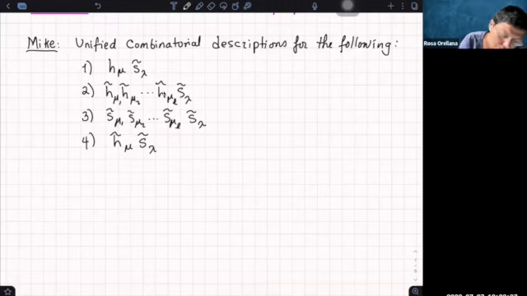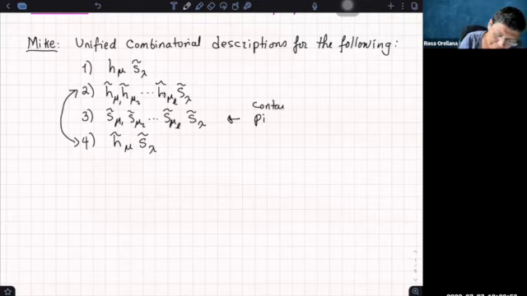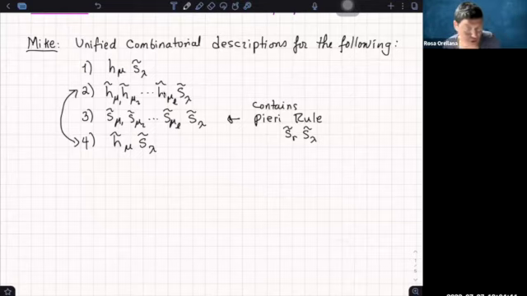So these two are different because here, the H mu's are multiplicative, but these ones are no longer multiplicative, so they will be different. And this one right here contains the Pieri rule, right? Because it allows us to multiply a one row times any one. That's the Pieri rule for when you're doing products of symmetric functions.